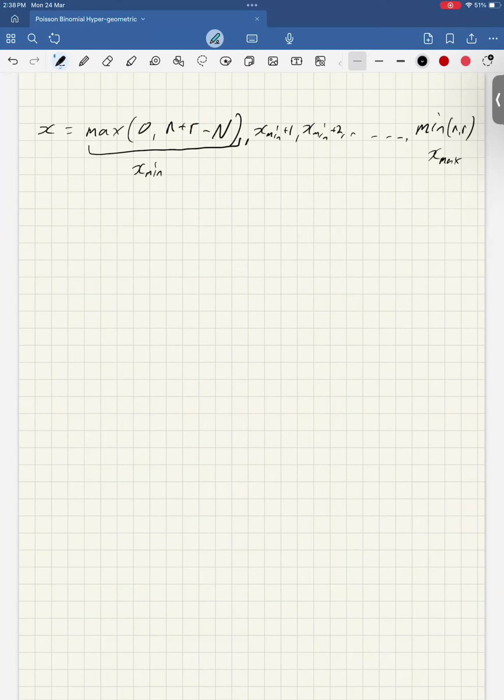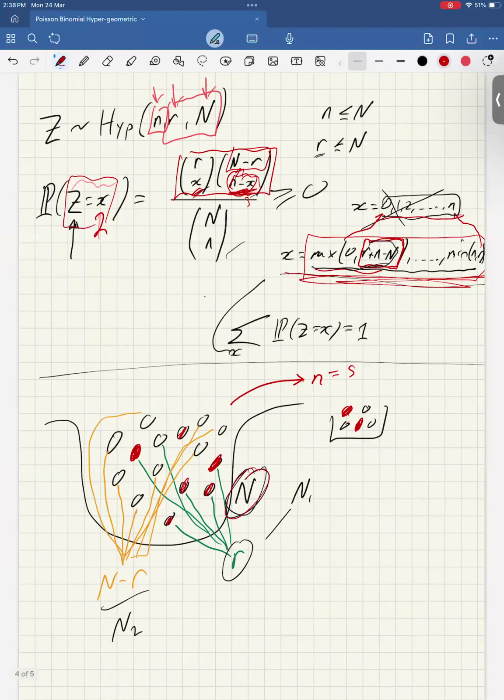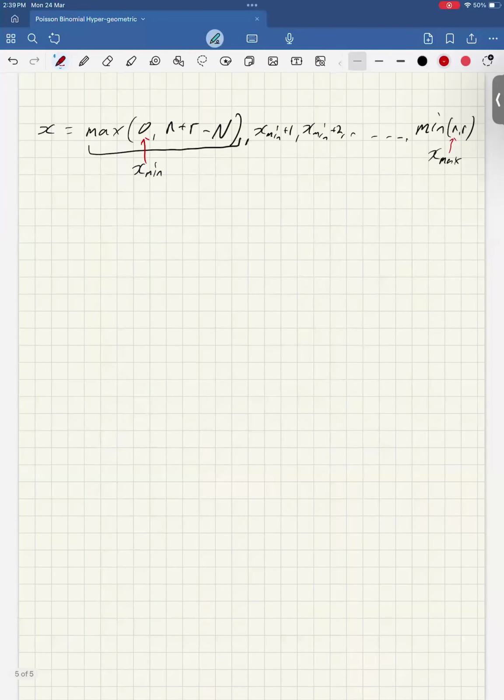Now again, you might end up with a situation where X min is actually 0 and X max is actually little n. That's the easiest to digest situation, because when you're pulling out N apples, say if you chose 5 apples, you can have 0, 1, 2, 3, 4, or 5 good apples. But in what kind of situation would this X max be given by R? Maybe this is very unclear. This is an N, and this is an R.